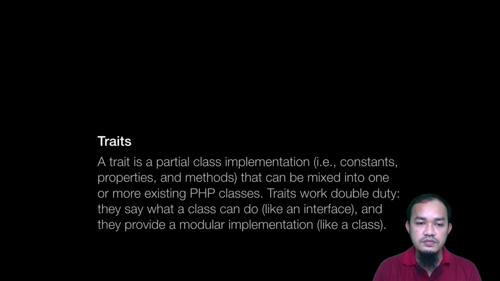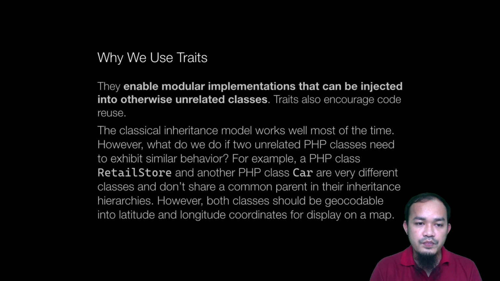If you want to combine two things that have different purposes, it is better to use a trait to combine them. For example, we have a class named retail store, and then we have a class named car. Retail store is one class with its own properties and functions, but car has other properties and other functions, right? So how can we make them work together?